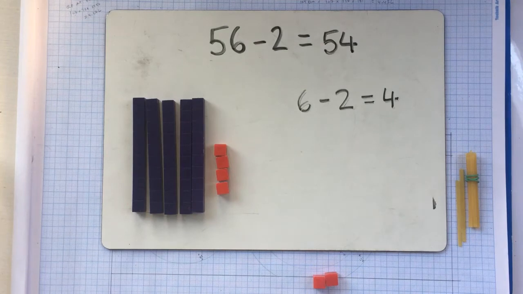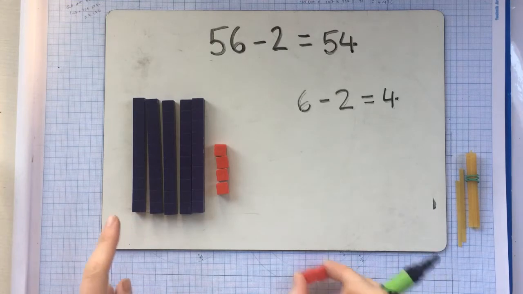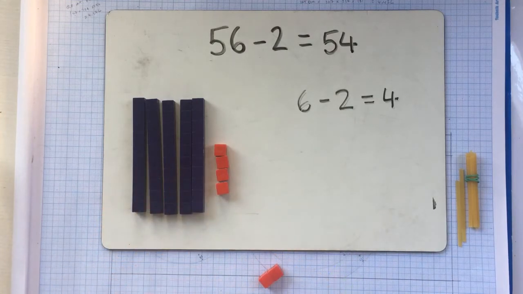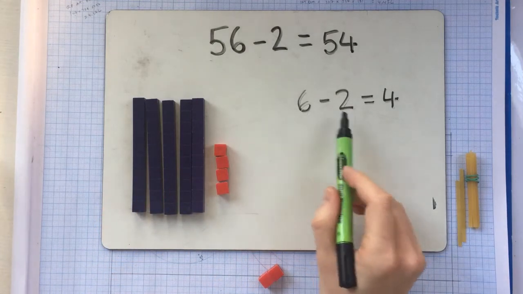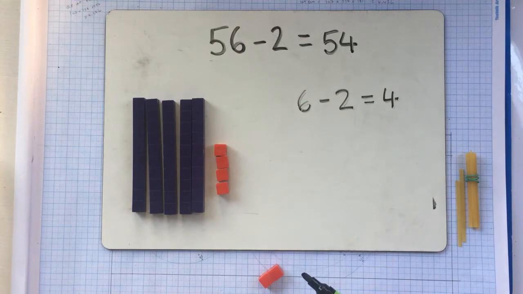So this way is just a bit more of an efficient method to use rather than getting the children to subtract the 2 and then count how many they've got left. If they're using their number facts, then they'll find the answer quicker and they're more likely to be accurate as well.